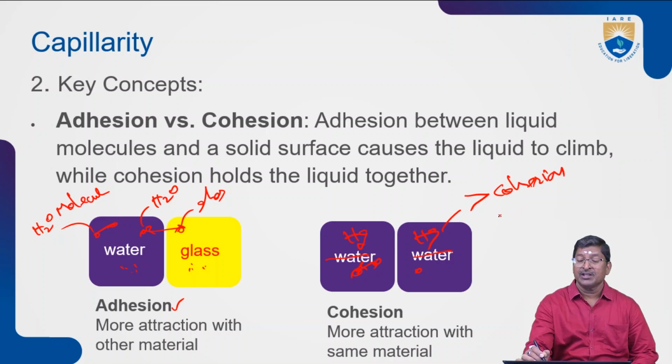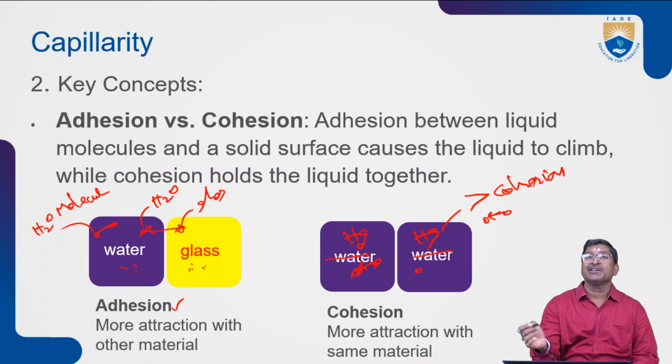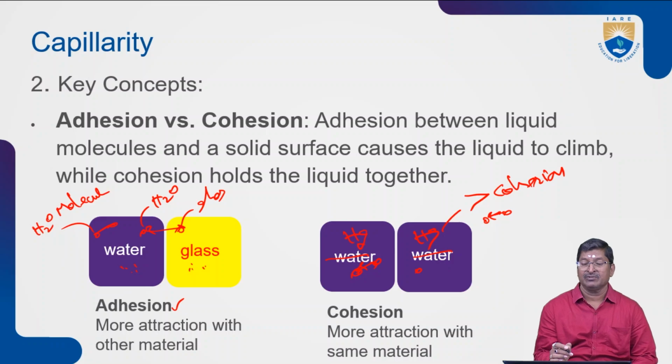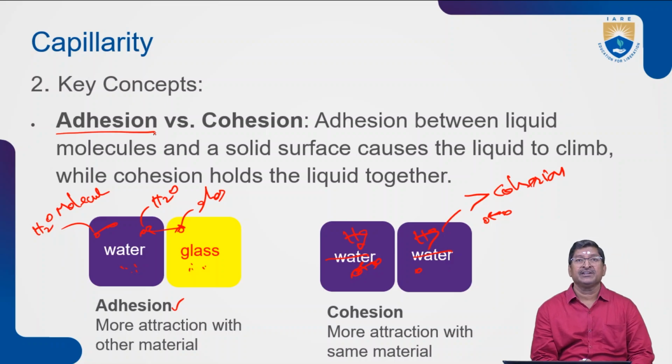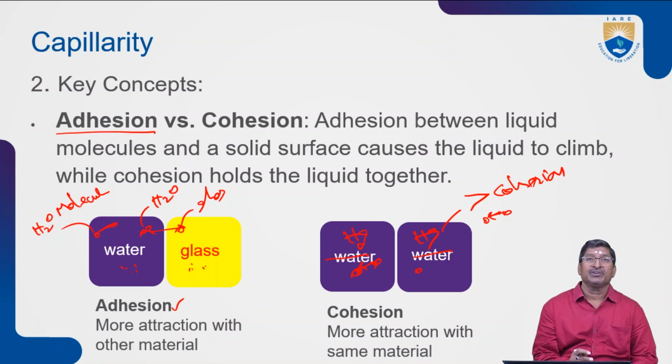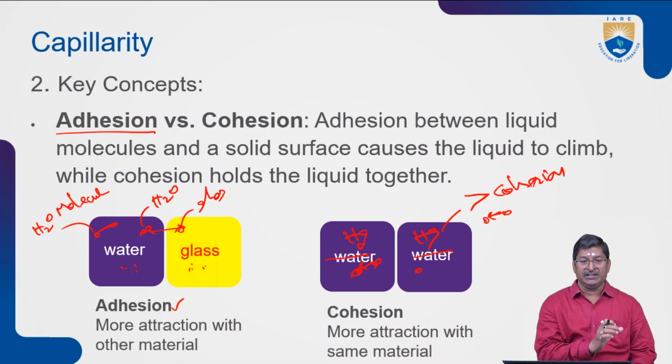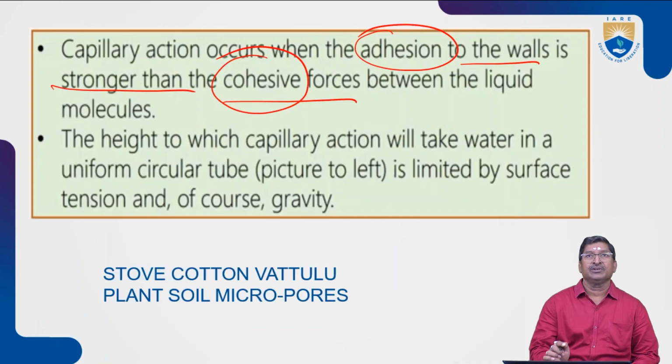That means the intermolecular forces between the mercury molecules are more compared to the attraction between the mercury molecules and other molecules like glass, which is called cohesion here. Otherwise you can say adhesion is the attraction between two different materials, and cohesion is the attraction between two same materials.